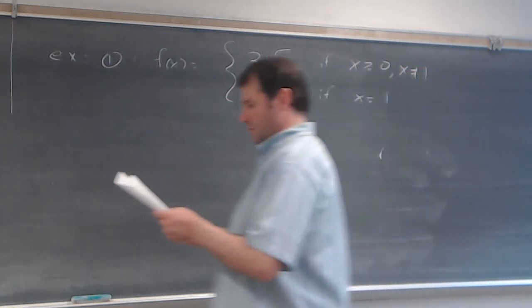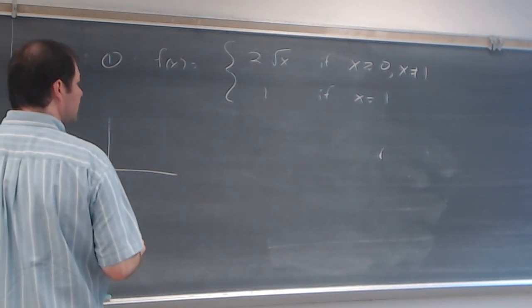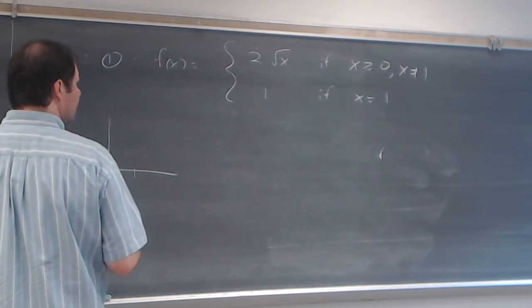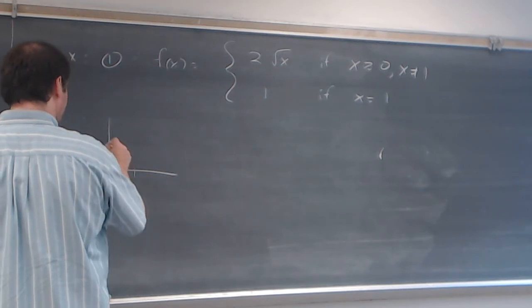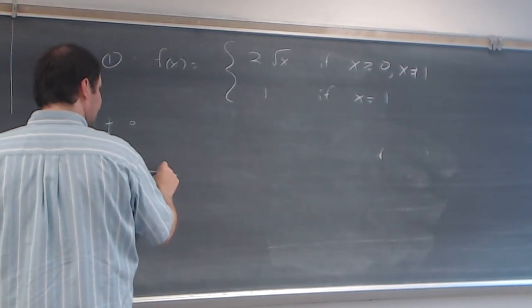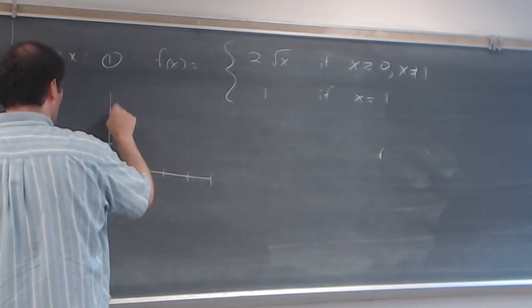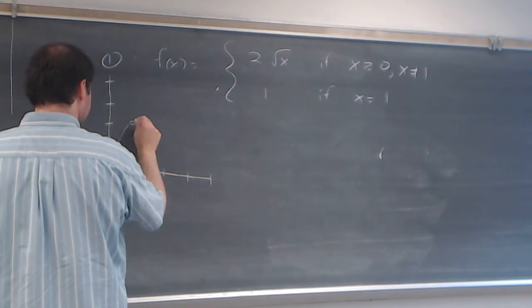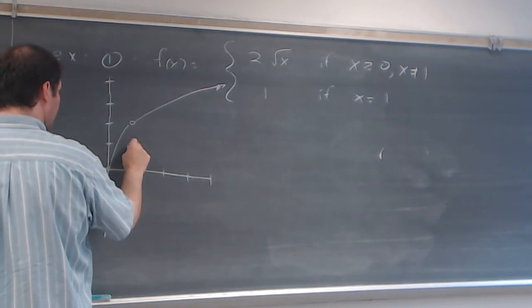Then, let's draw a picture of this first. When I go to draw this picture, 2 times square root of x, let's see. We let x be 0, we get out 0. We let x be 1, we get out 2, in this part, but we can't let x be 1. And if I let x be 4, we get out 4. It looks like this, something like that. And then when x is equal to 1, we get 1 here.